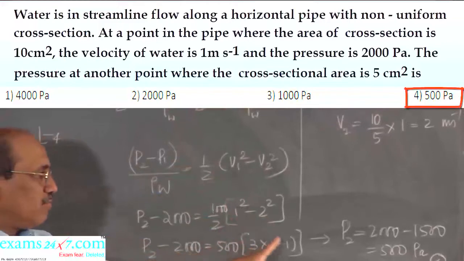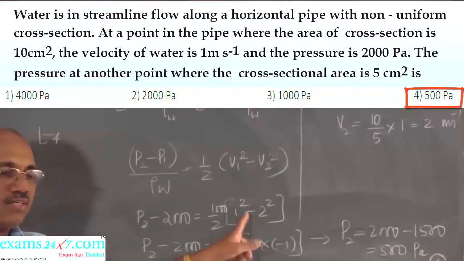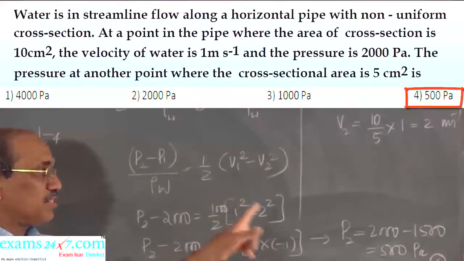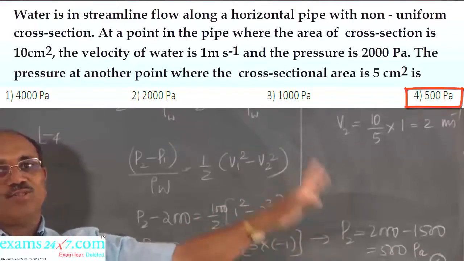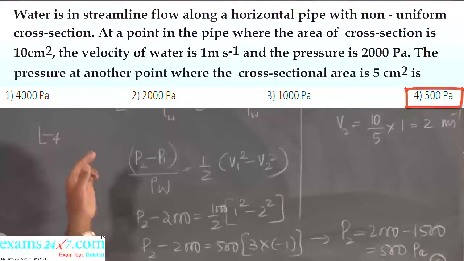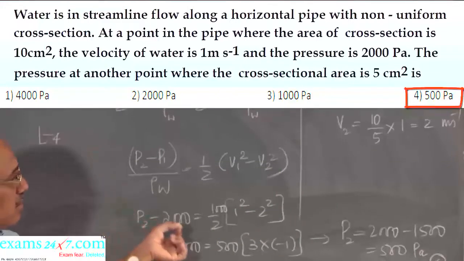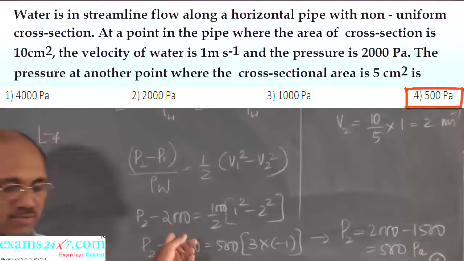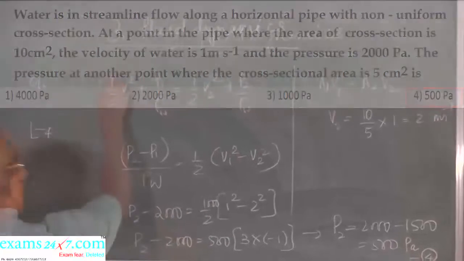With a small error, if the minus term becomes plus, it becomes 2000 plus 1500, 3500. Therefore, it should be under level 4. Even a small mathematical error can lead to a different answer. So the answer here is 500 Pascal.